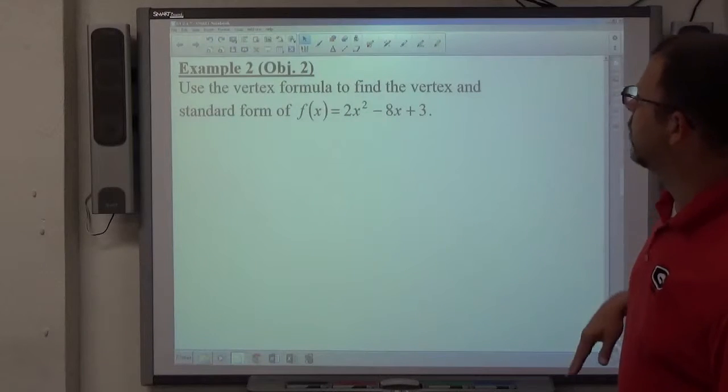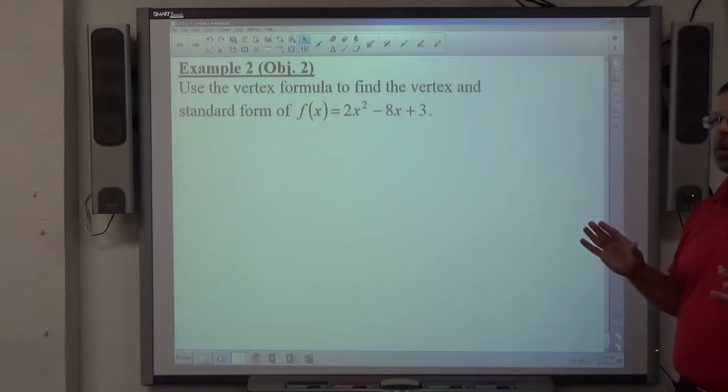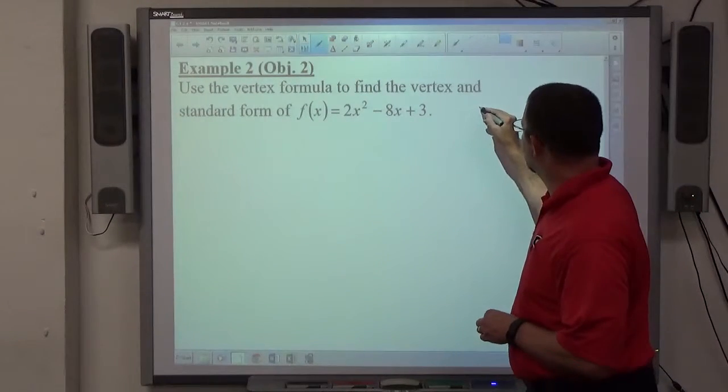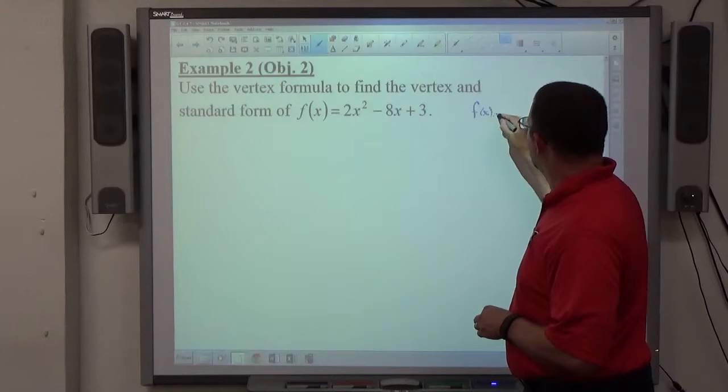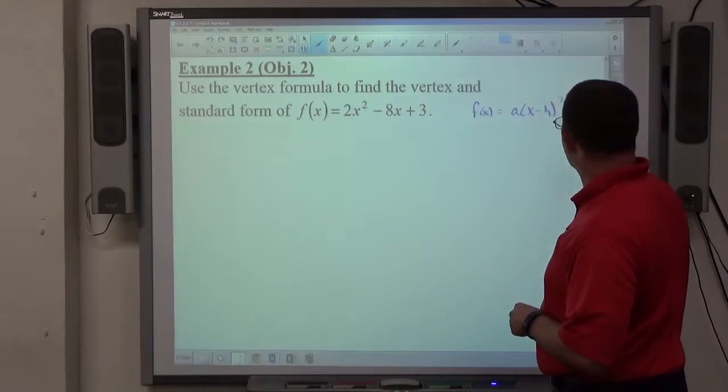All right, the second way of doing this, the vertex formula, to find the vertex and standard form of this. So again, we still want the standard form. Remember the standard form, since x is squared, y isn't. We're looking for, in this case, f of x equals a(x minus h) squared plus k.